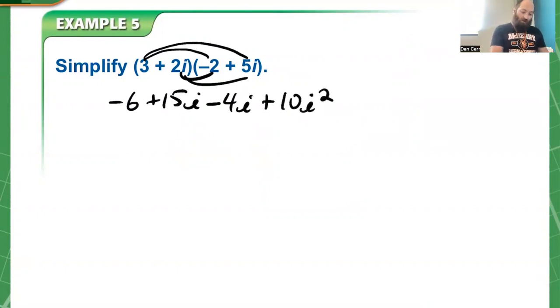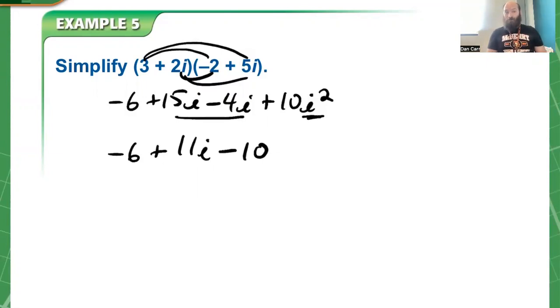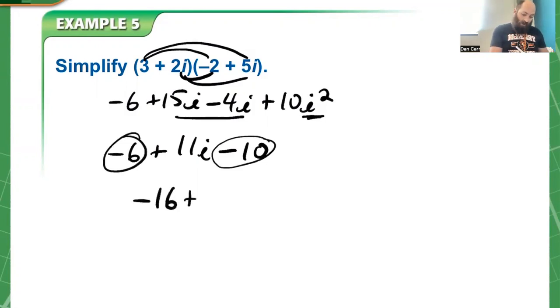We do have our like terms right here in the middle. So 15 minus 4 will be 11i. But then because of the i squared, remember that's negative 1. So this turns into a negative 10, because it'll be 10 times a negative 1. So I actually do have other like terms right here. So negative 6 plus negative 10 turns into negative 16 plus 11i. And that's my simplified version. So when we're multiplying out these complex numbers, we'll always end up with a complex number right here, which is just a real and imaginary part like that.